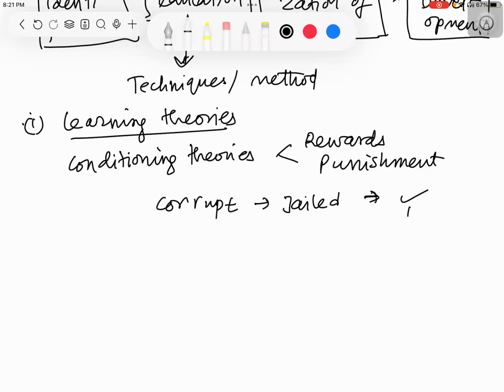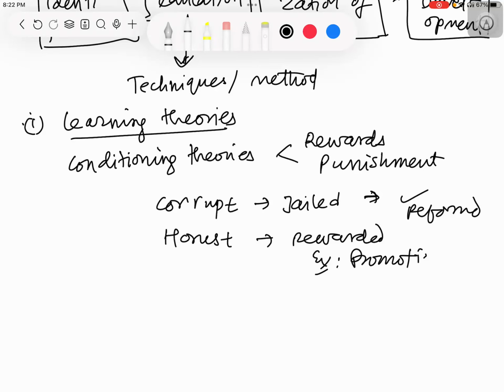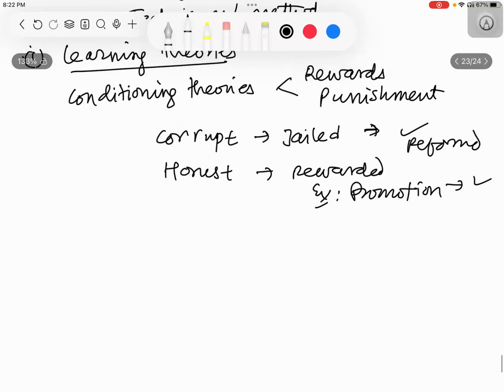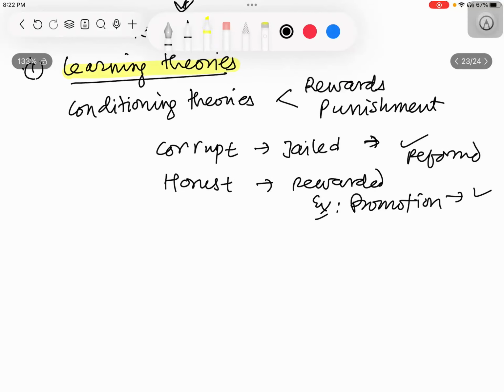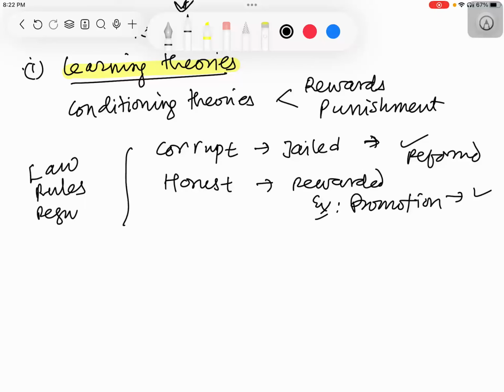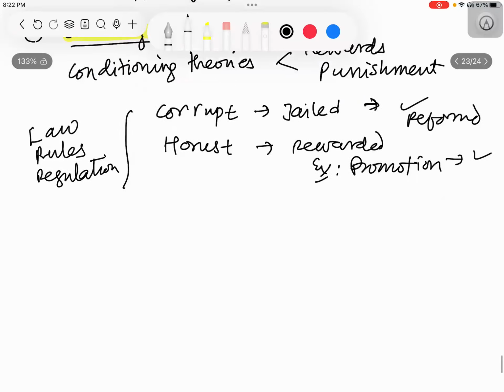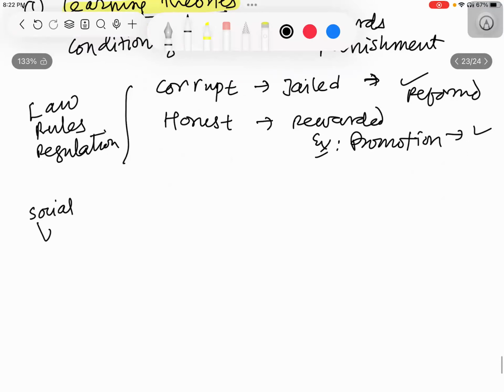so be a good person, then you got reformed. Similarly, if you are honest, then you will get rewarded, right? For example, a promotion, suppose. Now you understood that this is the right value. But remember, this reward and punishment usually happens at the level of laws, rules and regulations. But at the social level this learning will come from what is known as social learning.